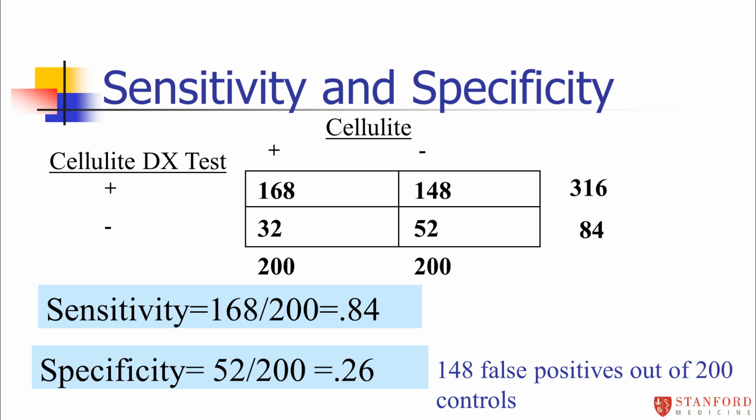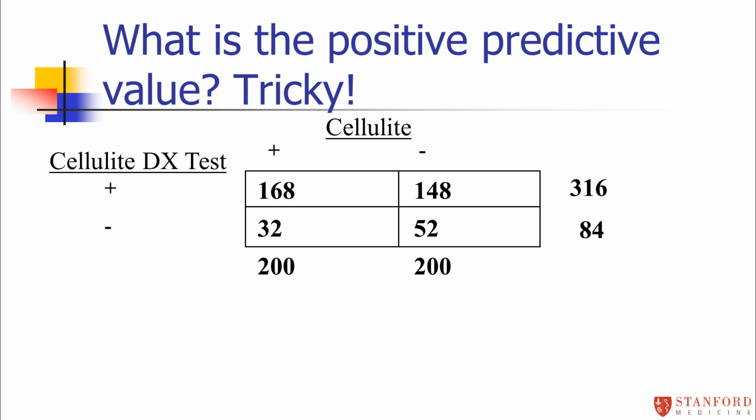So that's the sensitivity and specificity, and if you go to the company website, they have a nice little brochure where they lay out the calculation of sensitivity and specificity for you. They did it correctly. What's really fun about this problem is if I asked you to calculate the positive predictive value, it's actually a little bit tricky.